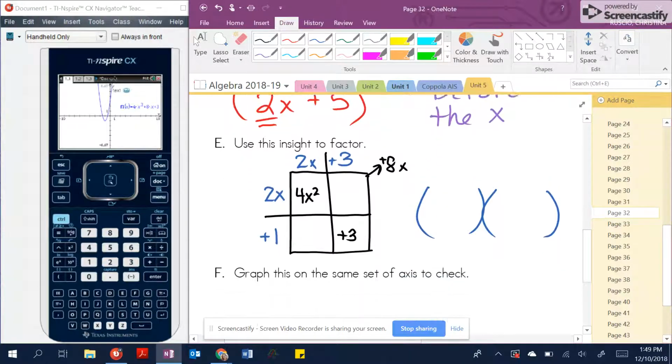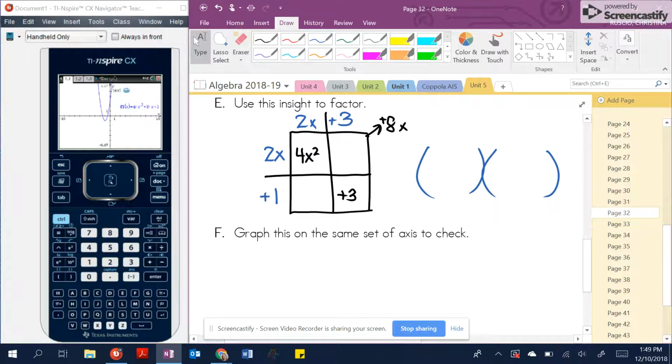Oh, I was close. I had 2x plus 5, but it's 2x plus 3. So wait a minute, this is my answer? That was amazing. So 2x plus 1 all times 2x plus 3. If I was right, then I'm going to get 6x there and 2x there, and is 2x plus 6x 8x? Oh my goodness, this is amazing.